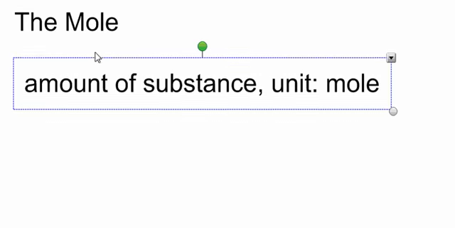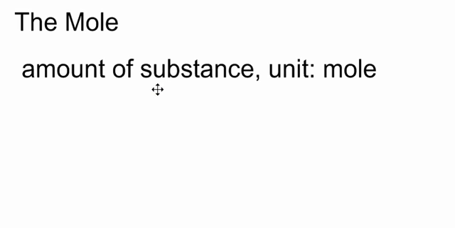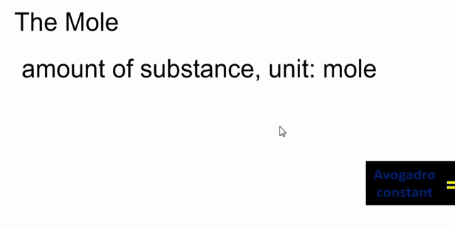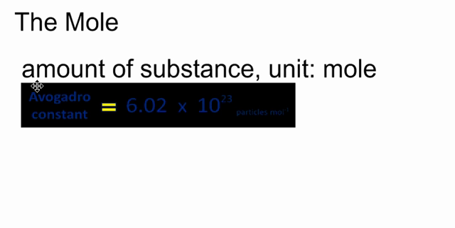So the unit, the mole, is what we measure the number of particles in. In exam questions, this phrase is normally used instead: the mole is used to measure the amount of substance. So whenever you see amount of substance, what that means is the number of particles measured in moles. That number has got a name. It's called the Avogadro constant.